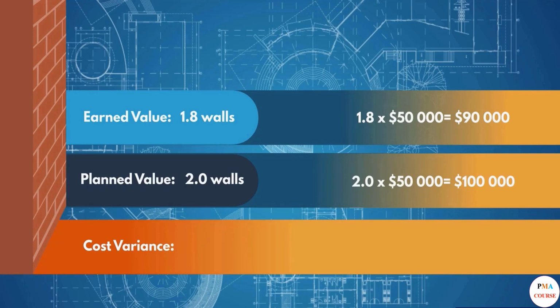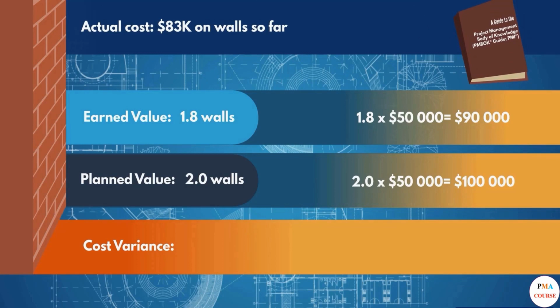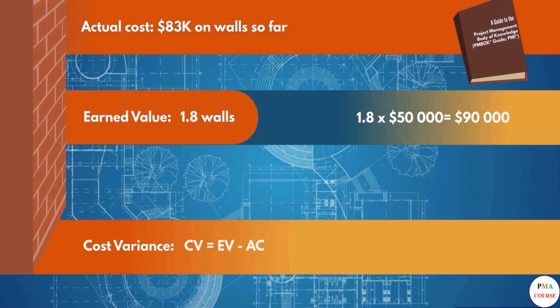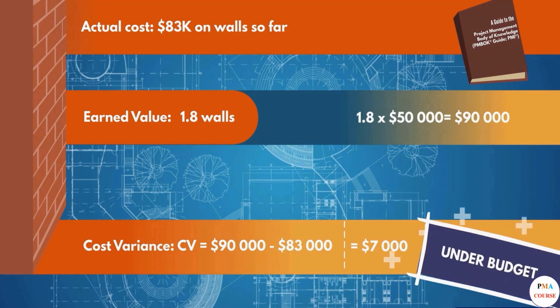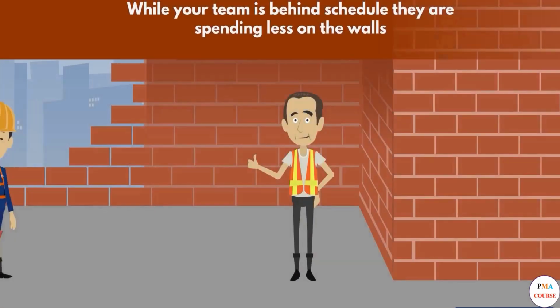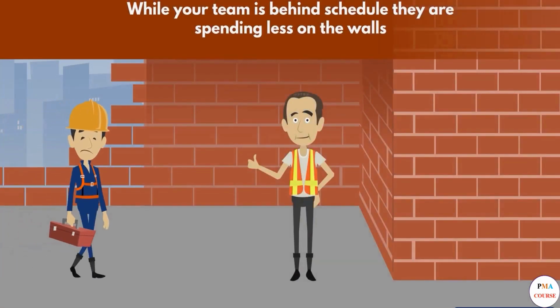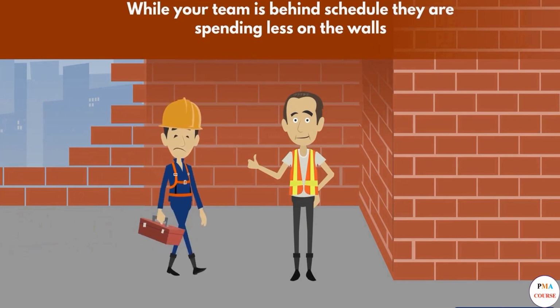You can see from your budget you have spent $83,000 on walls so far. So the formula would be earned value minus actual cost. So $90,000 minus $83,000, which equals $7,000. This is a positive number, which means we are doing better than planned and are under budget. As you can guess, if it was a negative number, the opposite would be true.